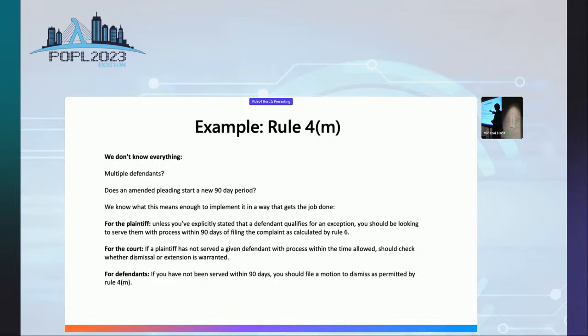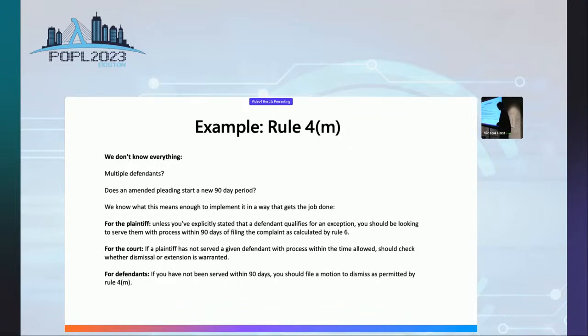The thing is, though, that we do know enough to give people really valuable feedback. If you are someone that filed a complaint in a federal district court and you haven't told me explicitly that your defendant is subject to one of these exceptions, we know that you should probably serve them with process within 90 days, right? That's a safe assumption. The question now becomes, how do we use this without just saying, well, it's all just heuristics then?